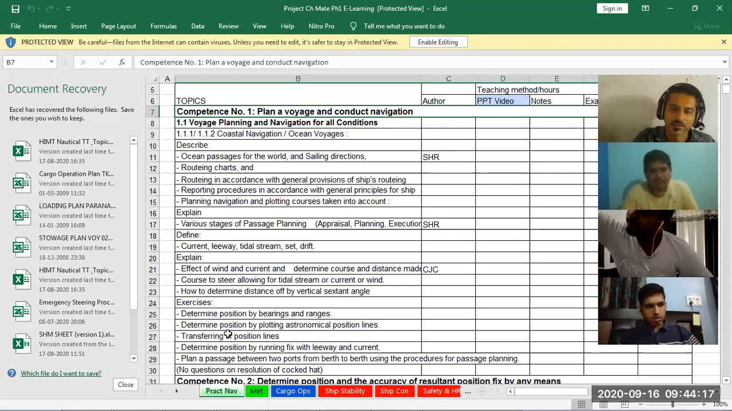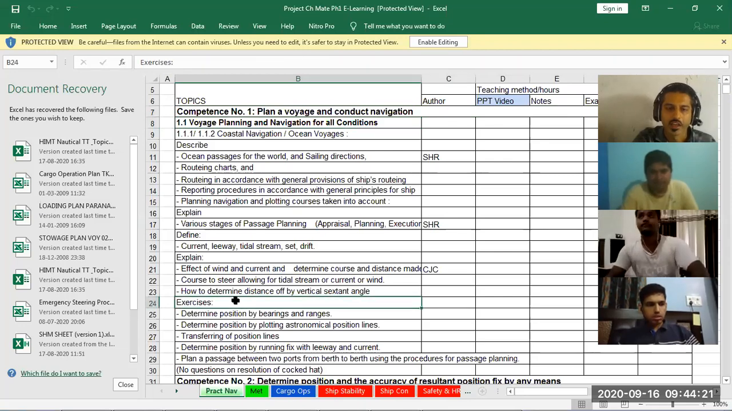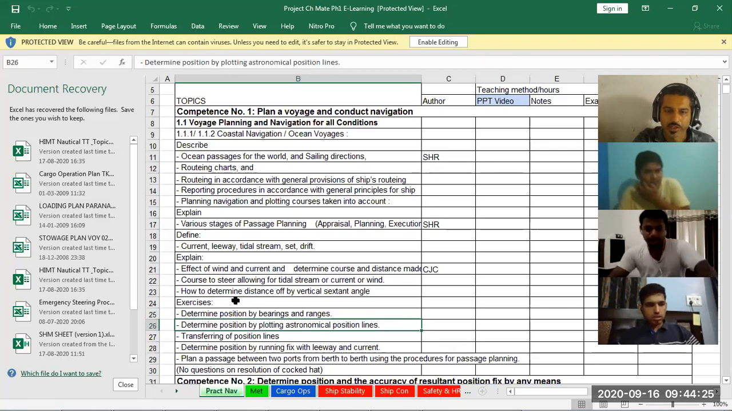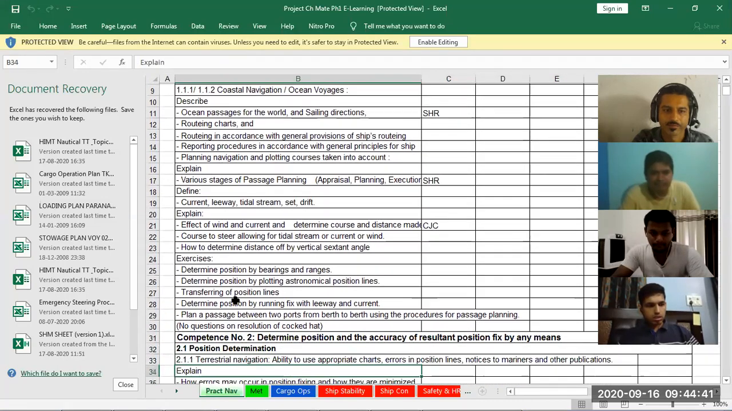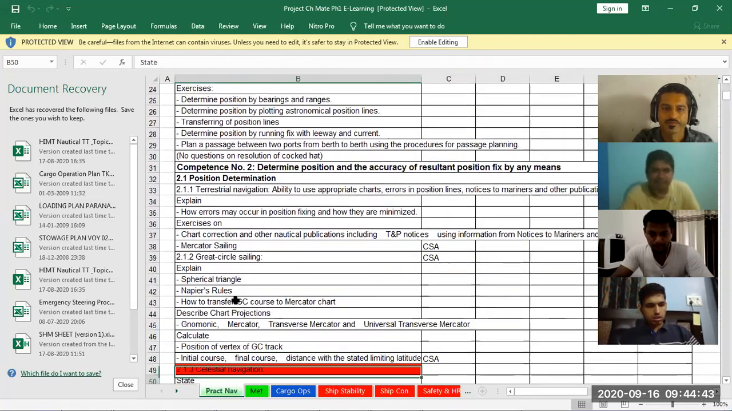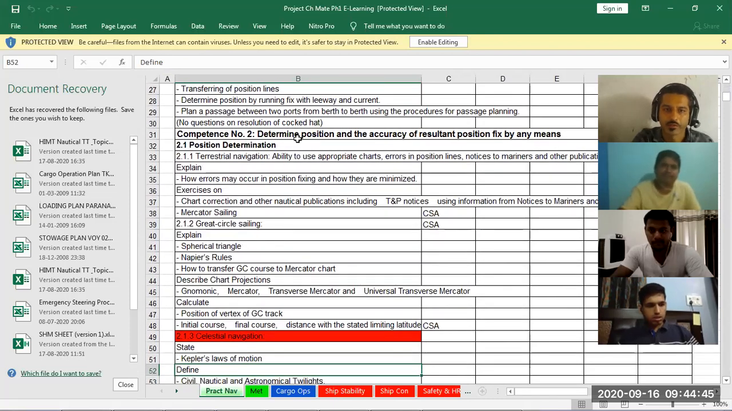Then chart work part, which is the main thing, the exercises. To determine the position by bearing ranges, determining the position by plotting astronomical position lines, that is celestial navigation. Transferring a position line, determining position by running fix with leeway and current, that we will do today. Plan a passage between 2 ports from berth to berth, passage planning in detail. Then the main part of your chart work.